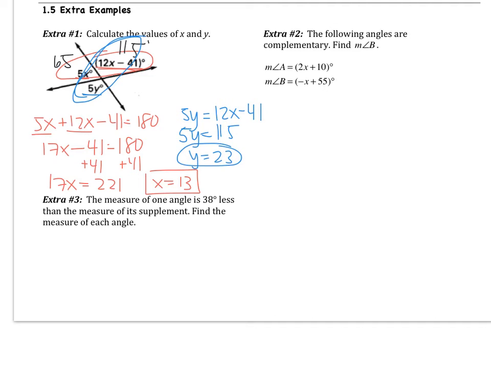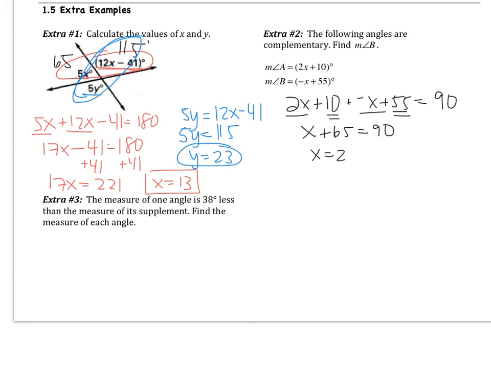Example number 2, it says the following angles are complementary. Find the measure of angle B. So complementary means they sum to 90. So I'm going to have 2x plus 10 plus negative x plus 55 equals 90. Now 2x minus x is going to be x. 10 and 55 is going to be 65. So I have x plus 65 equals 90. If I subtract 65, I get x equals 25.